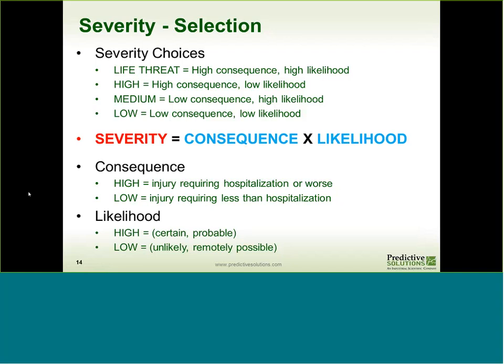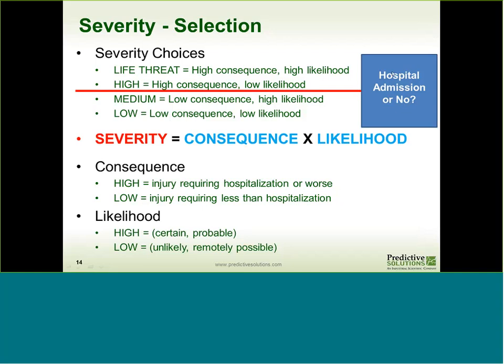But on average, what would you typically see for a slip, trip, and fall, right? It would typically be less than hospitalization. If that's the case, then you'd put a low consequence, okay? So let's talk about that. If you answer that one question, high consequence leads to a higher life threat choice. Low consequence leads to a lower medium choice, period. You answer the consequence question, you automatically get put into the top or bottom buckets.